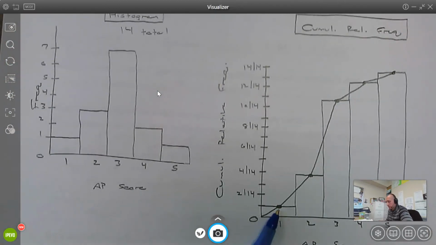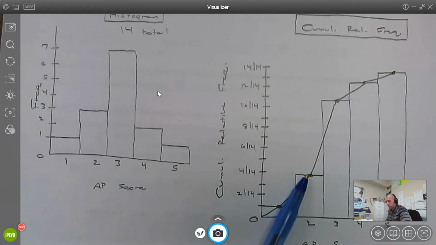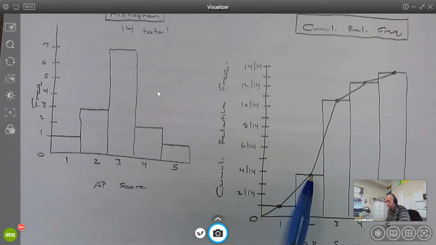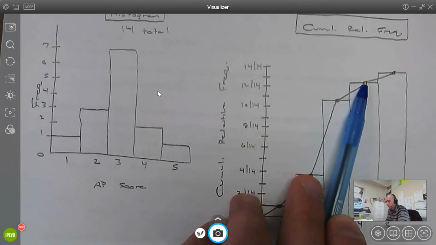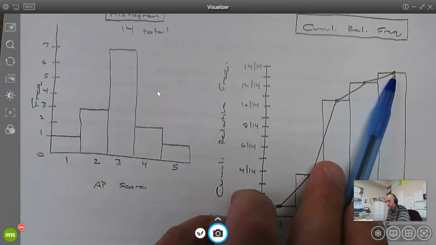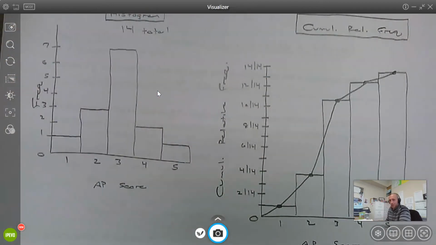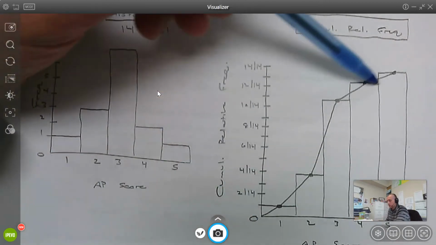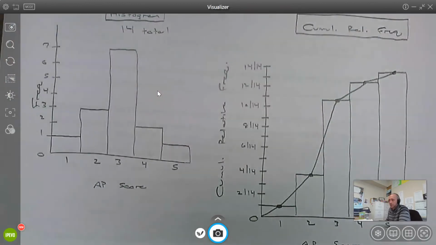So one person scored a 1. 3 people scored a 2. So overall, I have 4 people cumulative. 7 people scored a 3. So the 4 plus the 7, I'm up to 11. 2 people scored a 4. So I bumped to 13. And 1 scored a 5. I bumped to 15. So I'm going to eventually have 100% of the data. This is just going to continue to increase. If you have a flat section, then there's no data there.